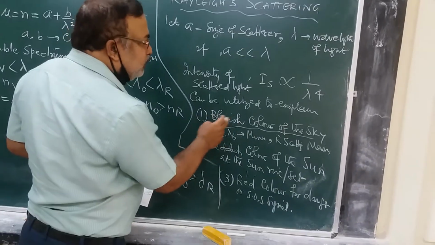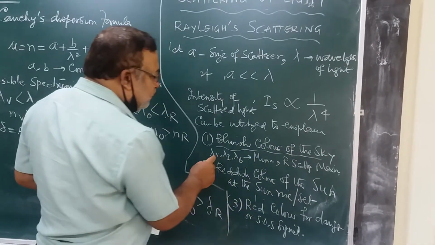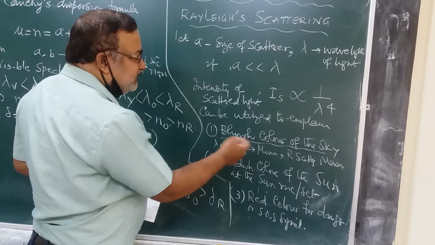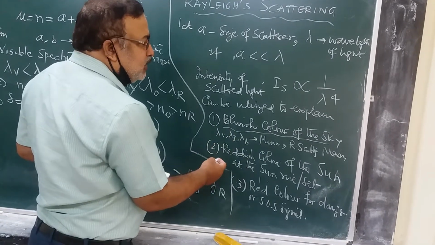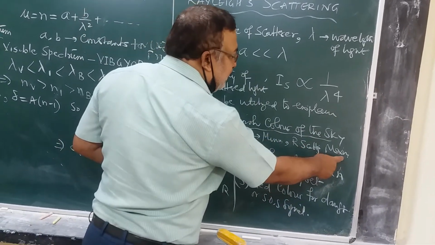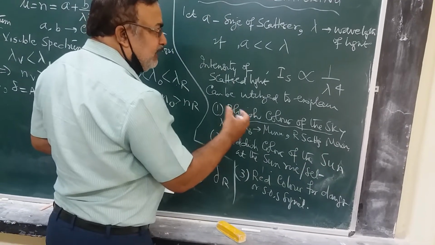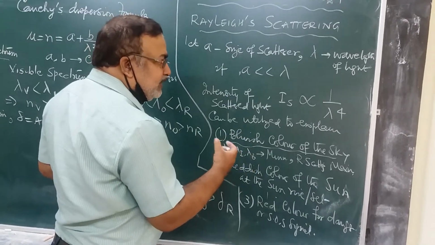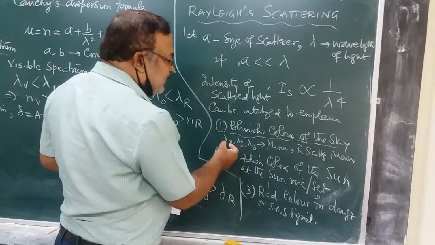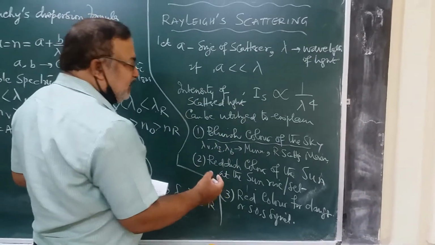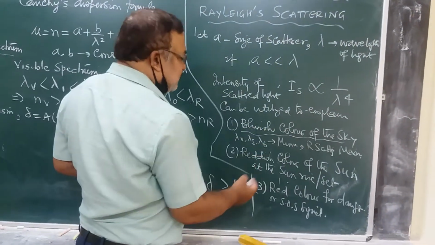First one is the bluish color of the sky. We know that violet, indigo, blue, this end has minimum wavelength, so its Rayleigh scattering is maximum. Therefore, when the sunlight falls on the atmosphere, these colors spread all over the sky. Therefore, the bluish color of the sky.